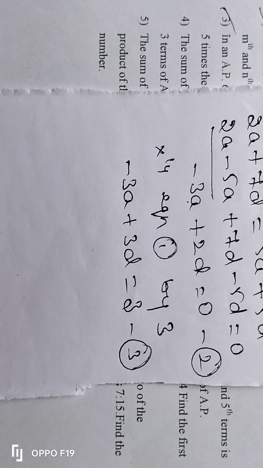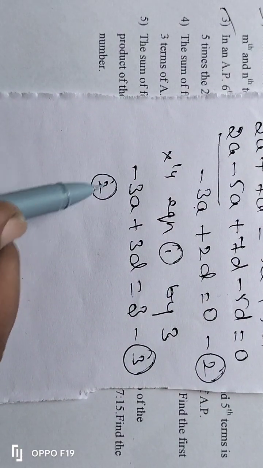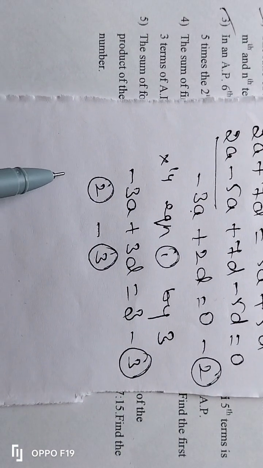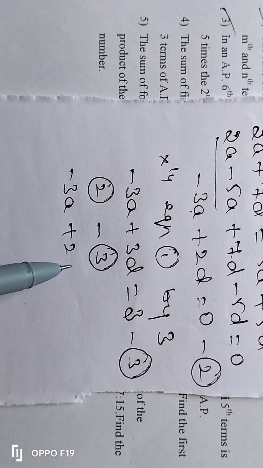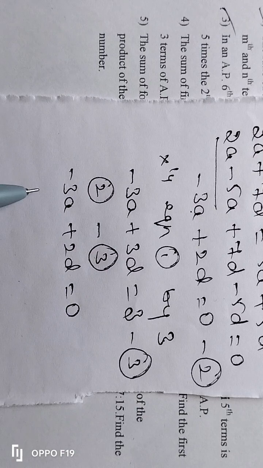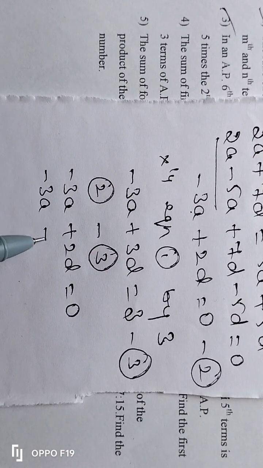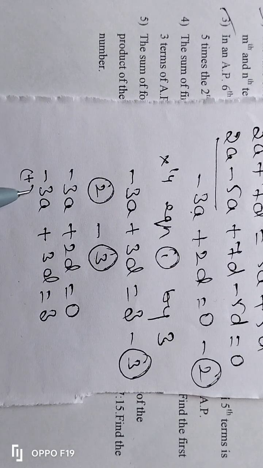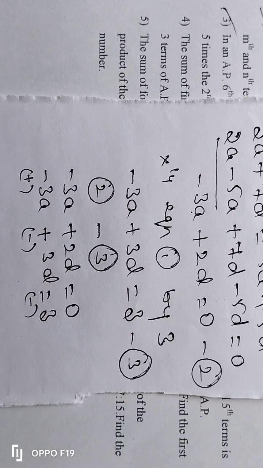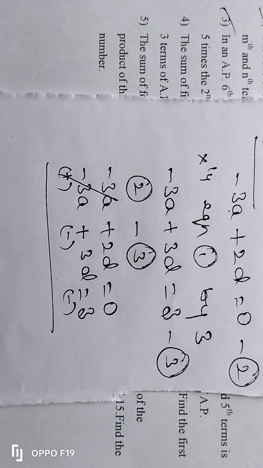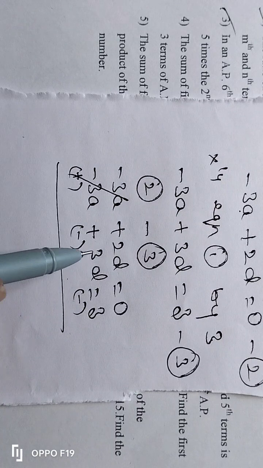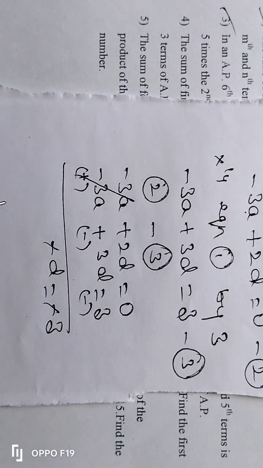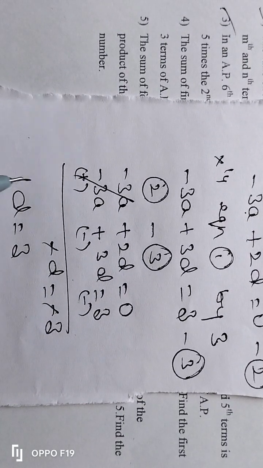Now solve equations 2 and 3. Both you have to subtract. Equation 2 is minus 3A plus 2D is equal to 0. Equation 3 is minus 3A plus 3D is equal to 3. Subtraction means minus becomes plus, plus becomes minus. Minus 3A and plus 3A get cancelled. Minus 3D plus 2D is minus D, is equal to minus 3. Minus minus cancelled, D is equal to 3.